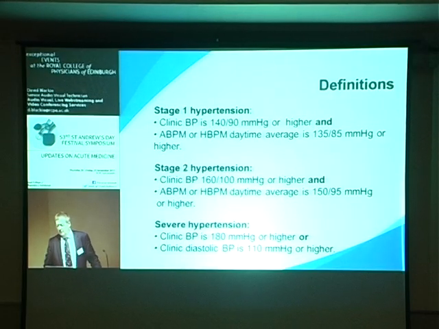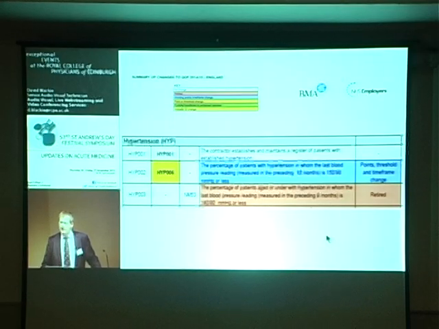Now, we can argue about how much difference there should be. Some people think there should be a bigger difference, but this is what NICE came out with. And then they define stage 2 and stage 3. They also defined a target, which was 140 systolic.